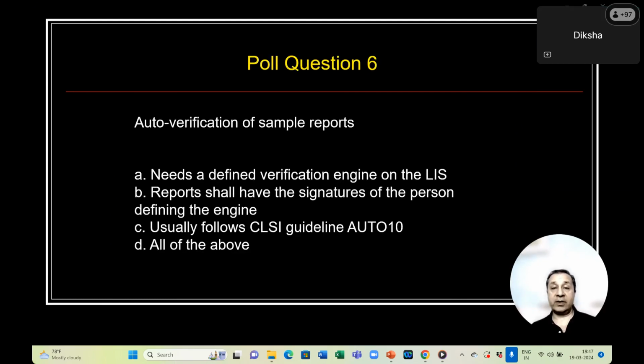Now, that gets us to the poll question. Auto verification of the sample reports needs a defined verification on the laboratory information system. Reports need to have signatures of the person who defines that engine. It usually allows us to follow a certain guideline called CLSI guideline, what is called Auto 10. And the answer to this question is actually all of the above, because all of these are required to ensure that auto verification of the results can happen.